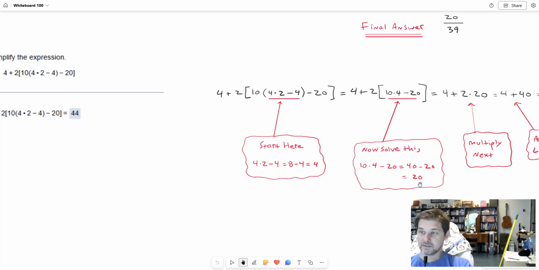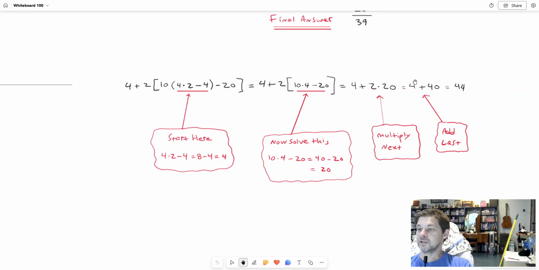What we're looking at now is 4 plus 2 times 20, which is what you see here. Now what do I have at this point? I've got addition and multiplication. Between those two things, multiplication is next. 2 times 20 is 40, and then now I have only an addition, 4 plus 40. I get a final answer of 44.